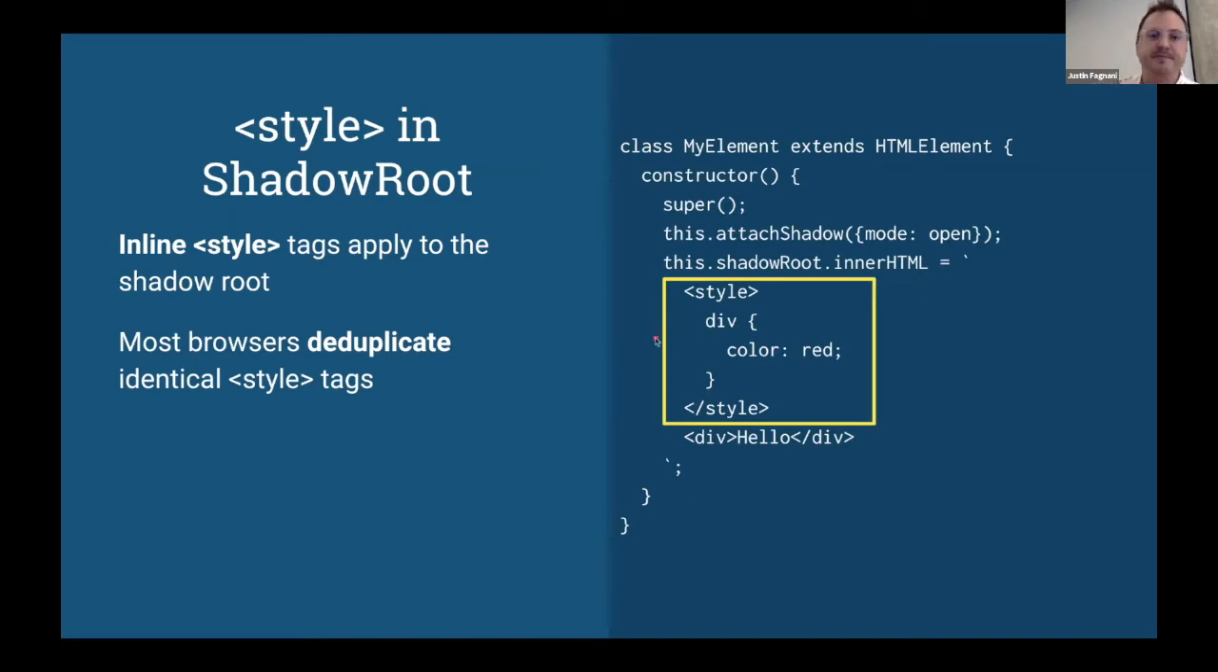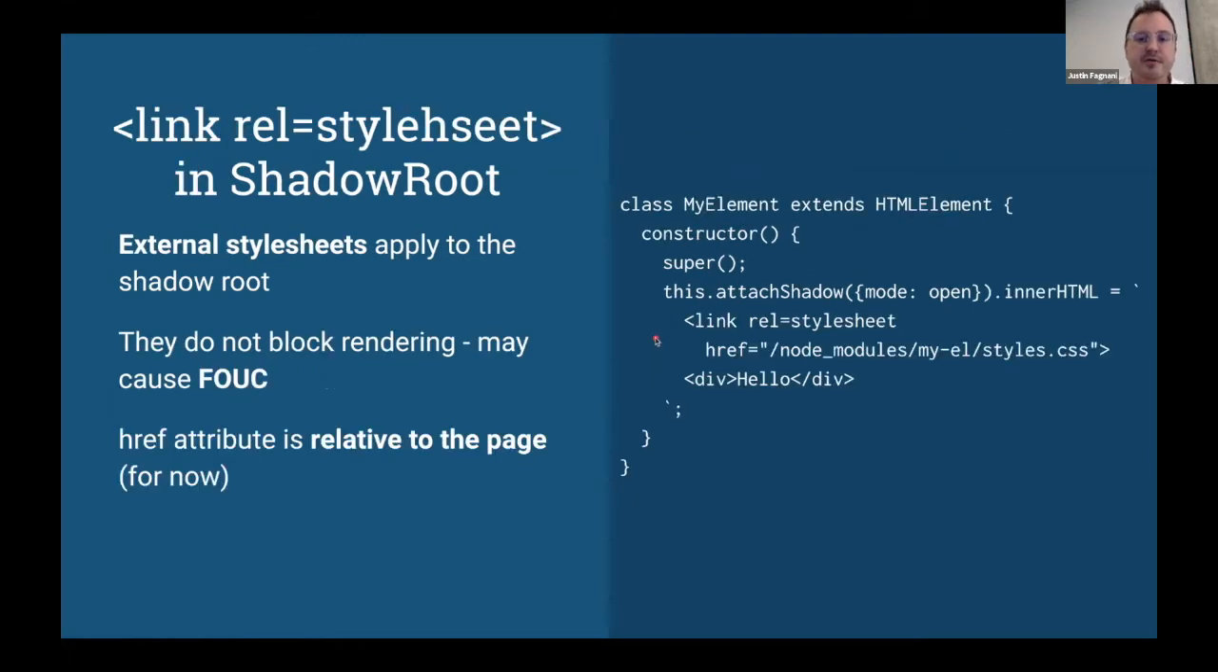So even if you do this inside of many instances of a component, the browser will share one style sheet across all of them. Okay, another thing that you can do is you can put a link tag inside of a shadow root. This works roughly as you expect. It'll load the CSS and then style the content.